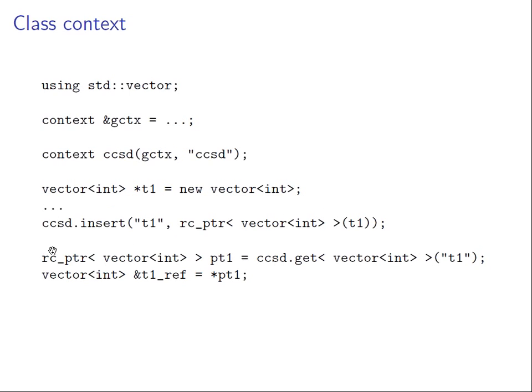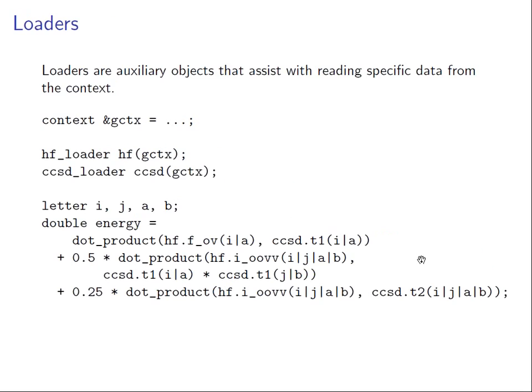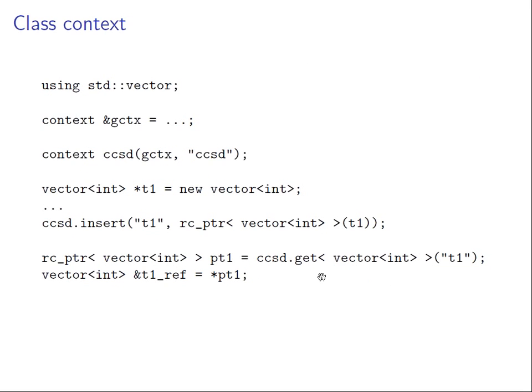Okay, and how do we extract objects from the context? We take, say, the CCSD context, and we want to extract that same vector T1. We use the function called get, which is a templated function. The template parameter is the type of the object, and the label is T1. This function get actually returns the smart pointer to the object, not the object itself. So it returns an RC PTR type object, which we put in PT1. We can extract the reference, the actual T1 object, by using the star operator, very similar to how we dereference normal pointers. This T1 ref is a reference to the object. It's the exact same object as we created as T1. It's not a copy. So this reference T1 ref will point to the same object T1.